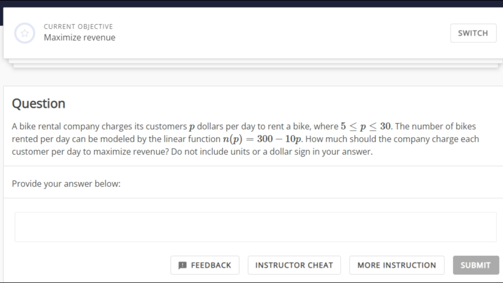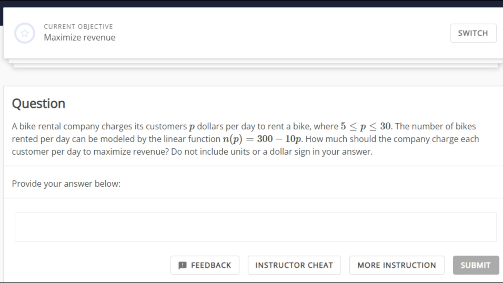Up next, we have a bike rental company. Now let me tell you guys something. I've seen this question before. Where have I seen this question before? I've seen it on the test. It might as well be this exact problem. So pay attention to this problem, because I'm pretty sure you're going to see it again.